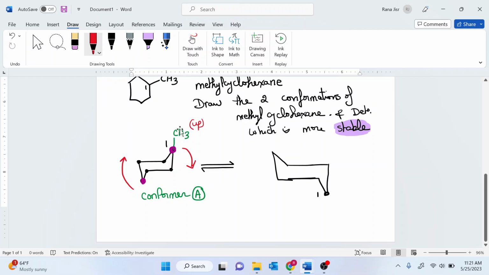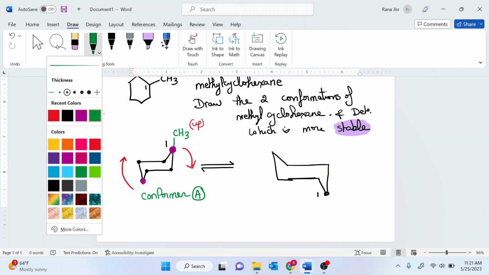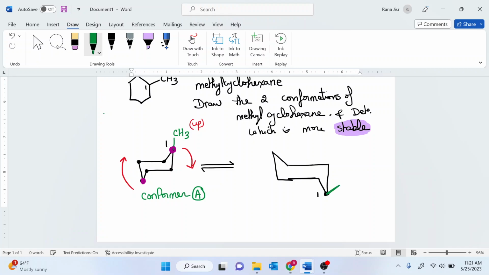So this one is an axial which is up. It's going to be equatorial and it's going to stay up on carbon number one. The equatorial position on carbon number one is pointing up over here. So this is the equatorial position because the axial position is down. So the equatorial is up. So this is why I need the CH3 to remain up, and I would need it to be on the equatorial position. So here you go. This is called conformer B. So the relationship between conformer A and conformer B, those two are conformations.